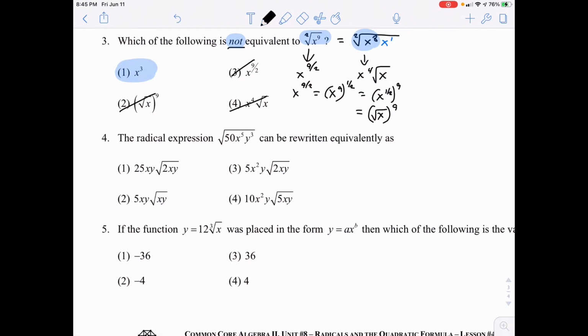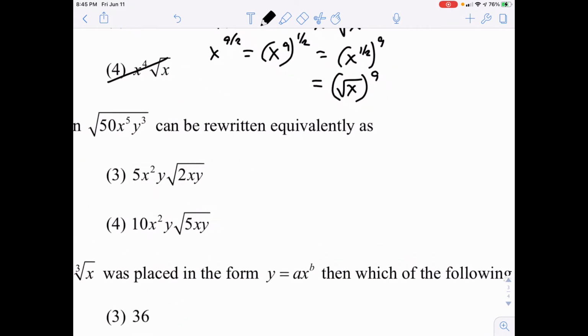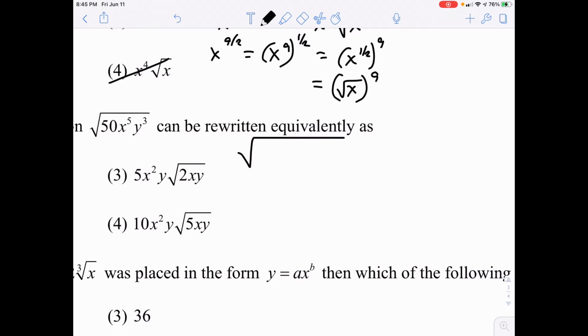In number 4, the radical expression square root of 50x to the 5th power y to the 3rd power can be broken down into, I'm going to break this down into what I can take the square root of and what I cannot. So 50 can be broken down into 25 times 2. X to the 5th can be broken down into x to the 4th times x to the 1. Now, again, why am I breaking it up that way? Because this is a square root, a second root, and 2 is divisible into 4, not 5. And y cubed can be broken down into y squared, which is divisible by 2, and the remaining y to the 1st power.